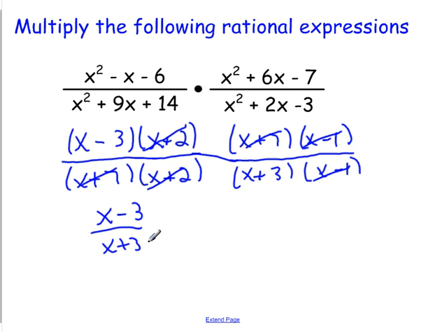And that's it. We should probably list our domain restrictions. Let's list out all the things that x cannot be. So it can't be negative 7. It can't be negative 2.